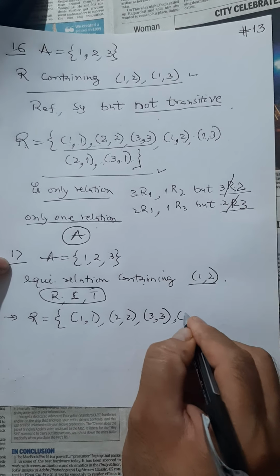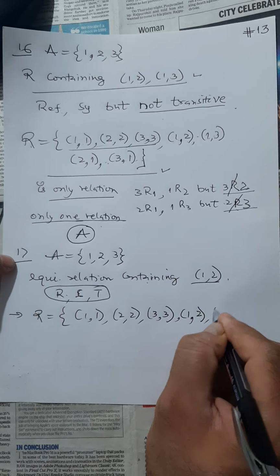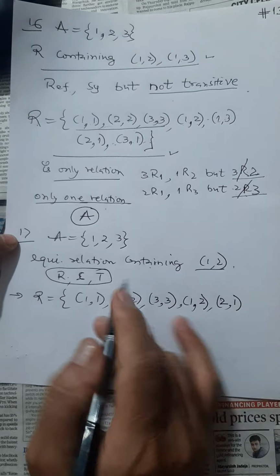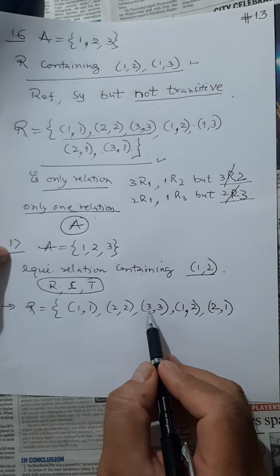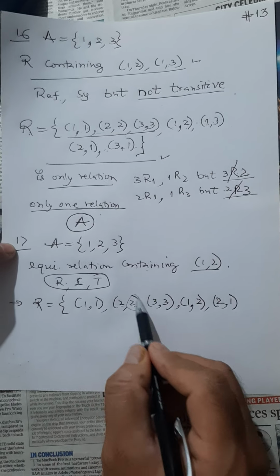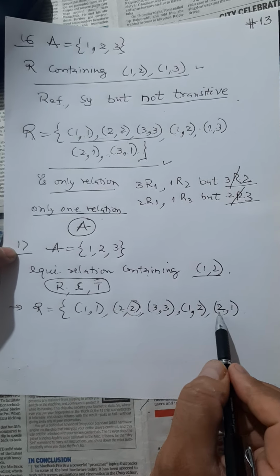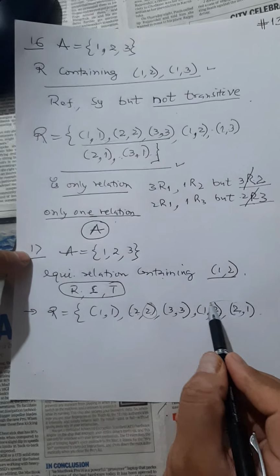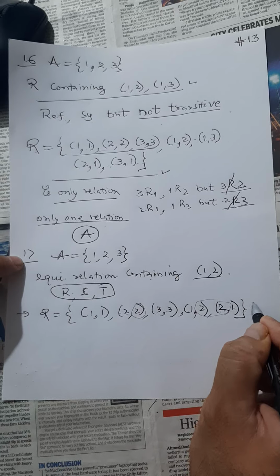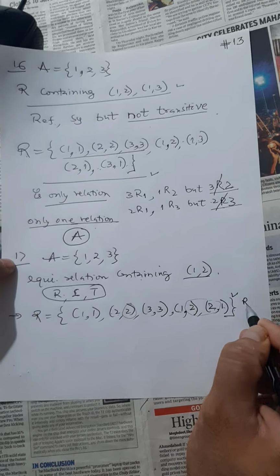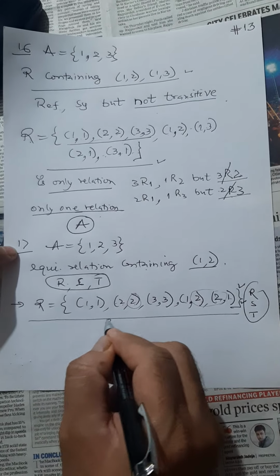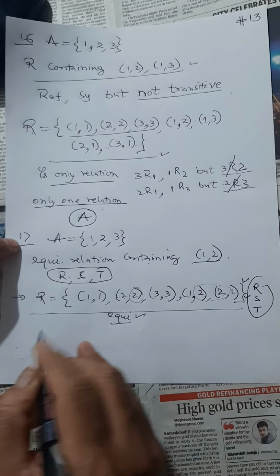Containing (1,2). So if I put (1,2), I must put (2,1) because I want symmetric. Now let me check whether it is transitive or not. You can see if I take (2,2) and (2,1), if I drop the common, (2,1) is itself. If I take (1,2) and (2,1), if I drop the common, (1,1) is there. So this is transitive also. So this is reflexive, symmetric and transitive. So this is an equivalence relation. This is an equivalence relation.